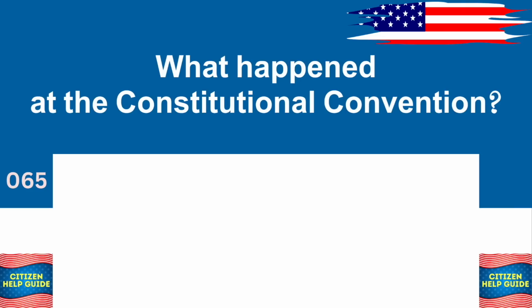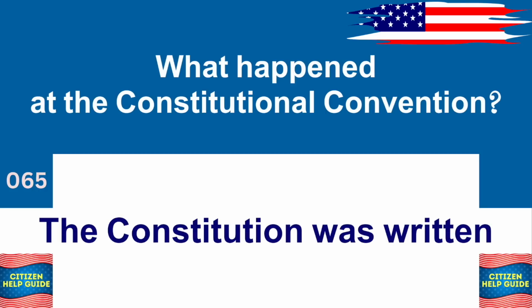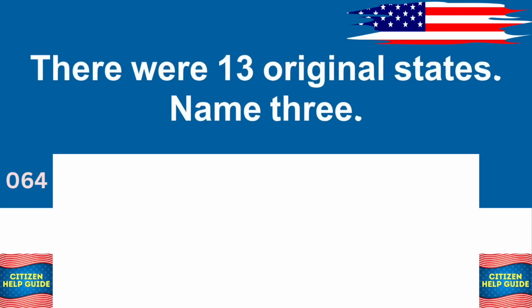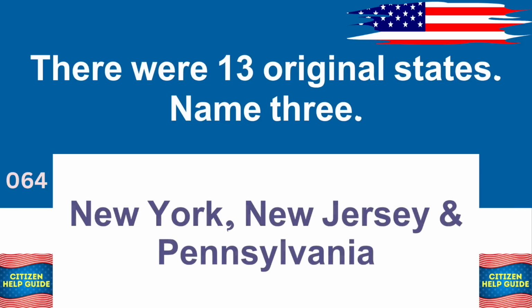What happened at the Constitutional Convention? The Constitution was written. There were 13 original states. Name 3. New York, New Jersey, and Pennsylvania.